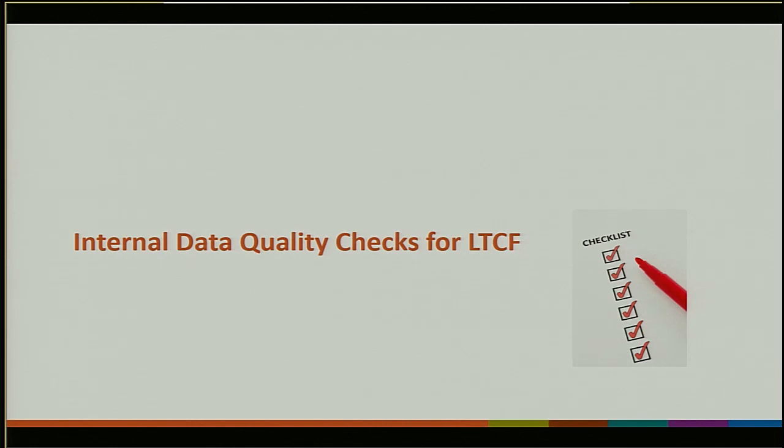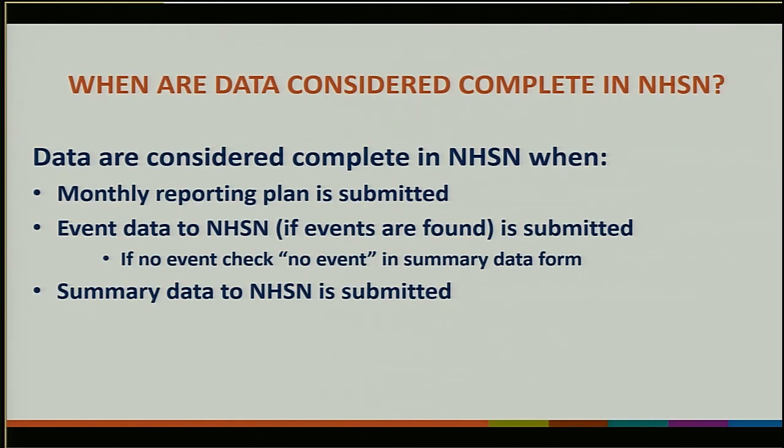So we're going to spend the next few minutes on what you can do to maintain excellent quality reporting. Data is considered complete in NHSN when you have your monthly reporting plan submitted. Your reportable events are submitted to NHSN. And I know that you've heard this more than once: if you have no events, remember to check that no event box. And then your summary data is submitted to NHSN, and that's your patient days, or your resident days, and any other denominators you're collecting, like your device days.